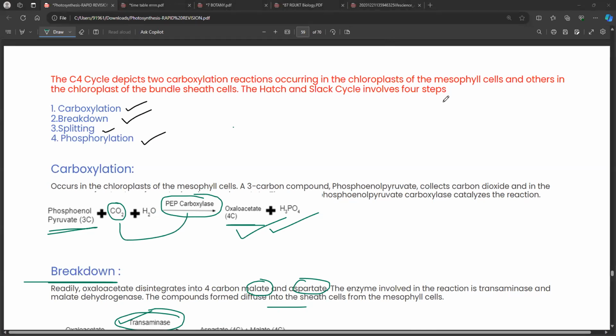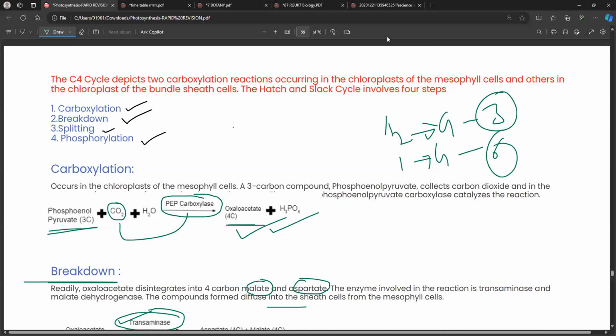Everyone. How many times will the C4 cycle turn? See, same as C3 only. In order to produce half a glucose, it turns 3 times; in order to produce 1 glucose, 6 times. There's no doubt about it. Everything is the same.